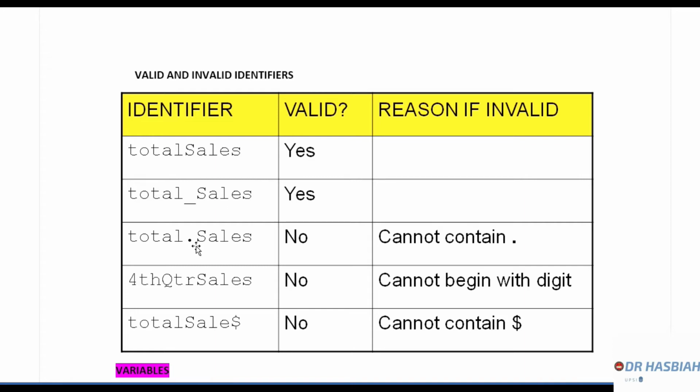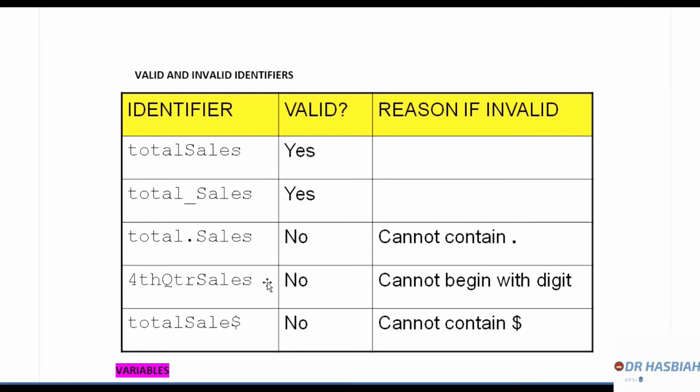Yes. And then I have total dot sales. If you see here, I use the dot here. So dot is not valid. We cannot use it in an identifier. So this is not valid because it contains the dot. As I said just now, you can use only characters, digits, and underscore. This is the dot, so it's not valid.